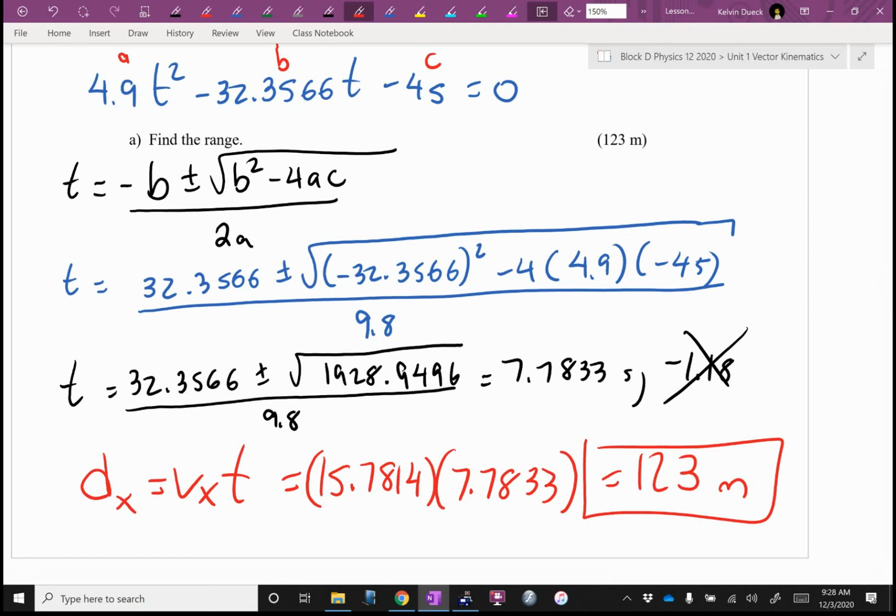Nice. If you got this, this is one kids in previous years have really struggled with. So I don't know what's happening this year, but you folks are doing better than average on this particular question, which I like.